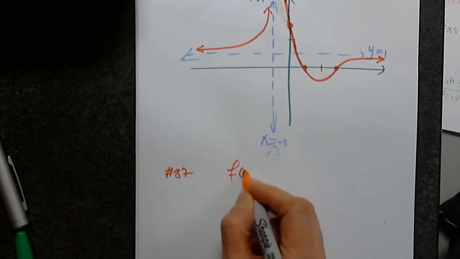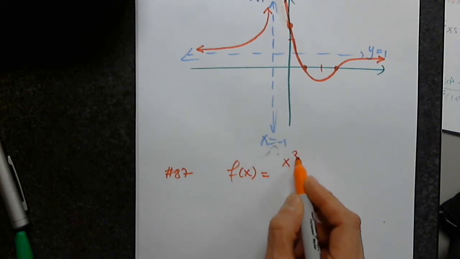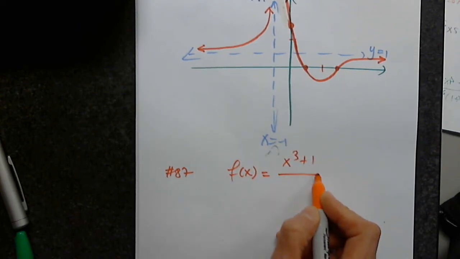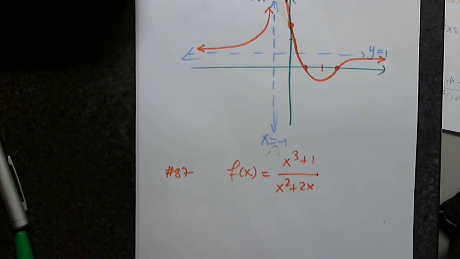87. F of x equals x to the third plus 1. I think we did this one. Yes or no, or it doesn't matter. It's up to you. Okay, perfect.